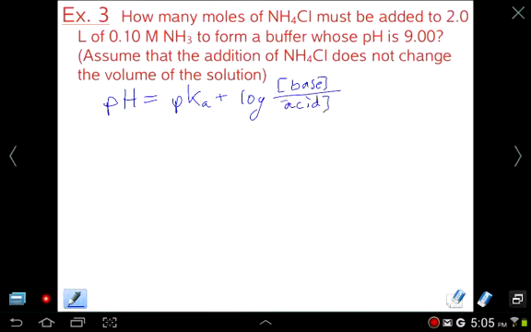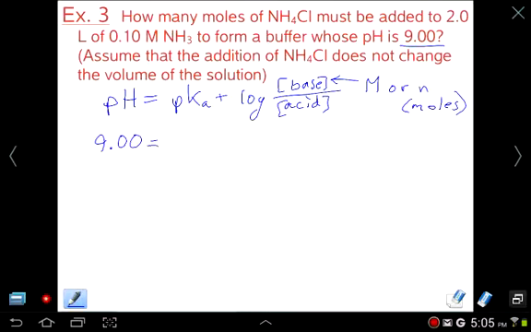The buffer equation essentially comes from the ICE box. This is a shorthand or shortcut to the ICE box. And remember, these are molarities, but you can use molarities or moles here, either one. Moles will actually be the preferred unit. We're given 9 for the pH, so we're saying pH is 9.00.